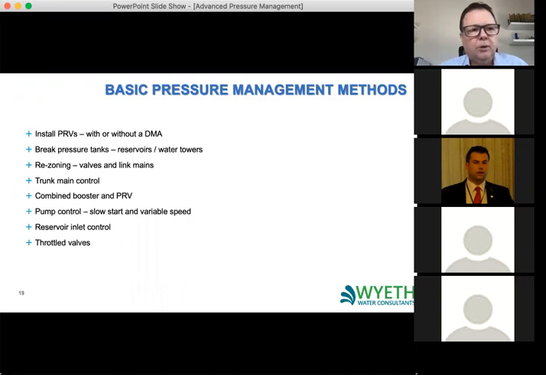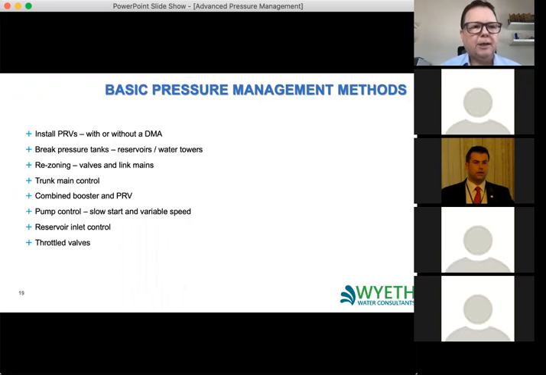Rezoning. So if you have an area that has high pressures, or it's on a hillside with high pressures at the bottom, low pressures at the top, you can actually rezone that to have two separate zones and put pressure management in the bottom one so that you're reducing that pressure in there, and then you have got lower pressures for both zones.